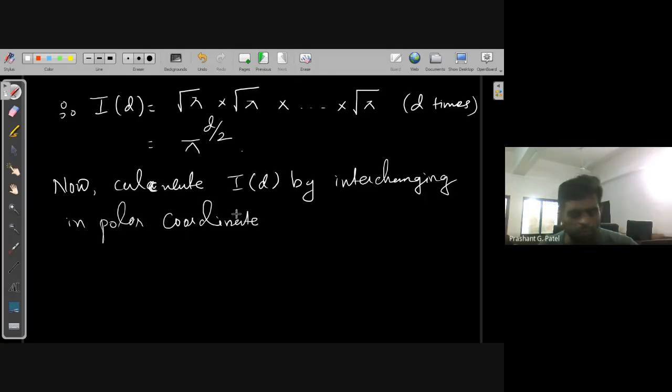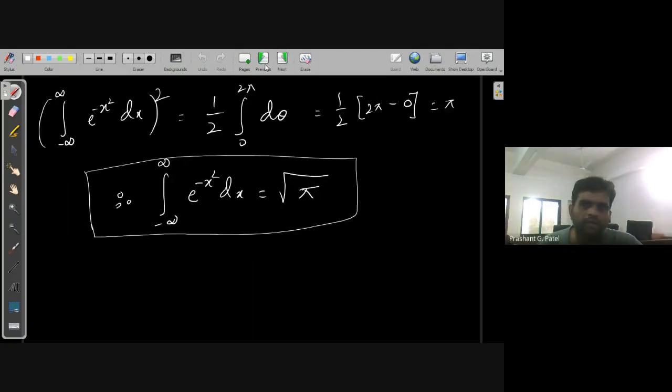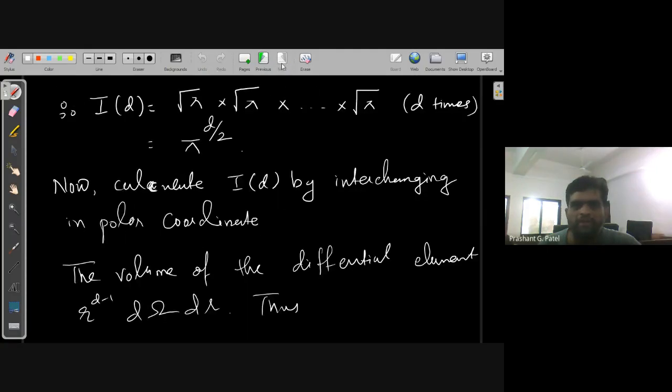So we have to change into polar coordinates the volume of the differential element, that is r raised to d minus 1 d omega dr. Thus, that is the Jacobian that we have, which we did here by converting dx dy in terms of r dr d theta. So that is the Jacobian we have calculated. Here for d dimensions, we just assume that it is r raised to d minus 1 d omega dr.